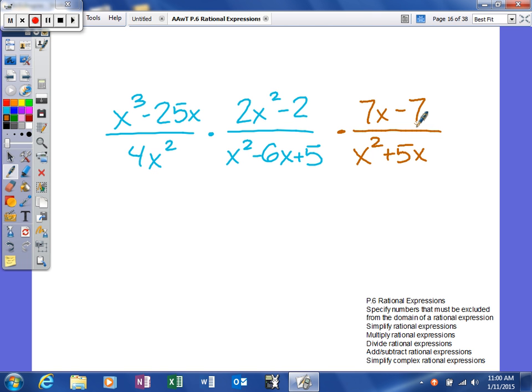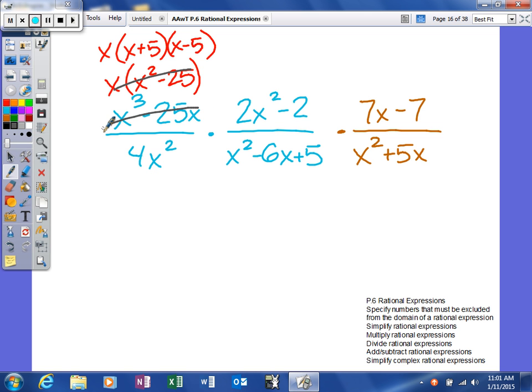Okay, what we're going to do now is try to factor everything. So there's a common factor here. Remember, always try to factor out the common factor first. And then this is also factorable. It's a difference of squares, so I'll get x times x plus 5 times x minus 5. Whoops, I got a little crazy with that 5 there. All right, so this right here is the factored form of both those.